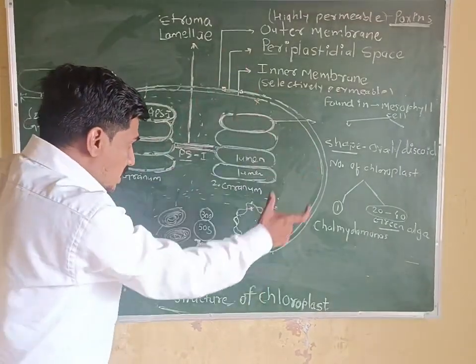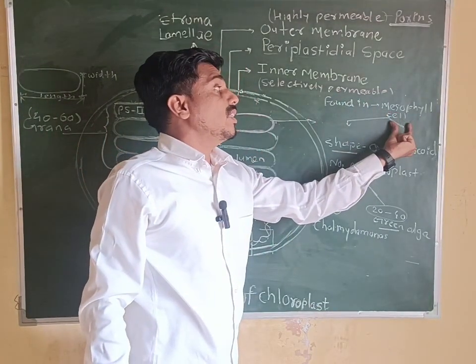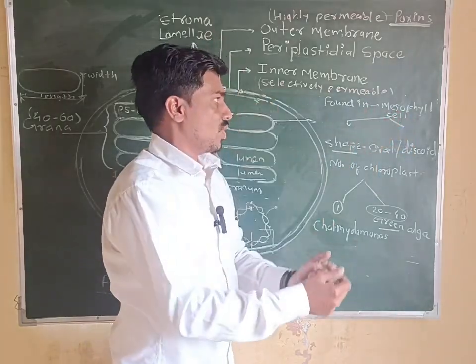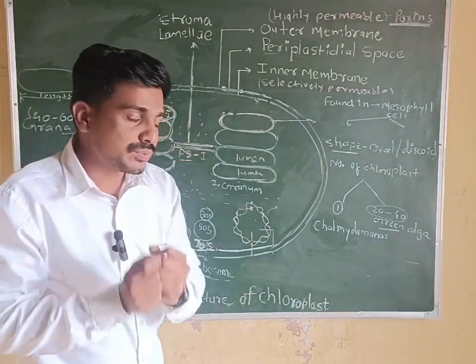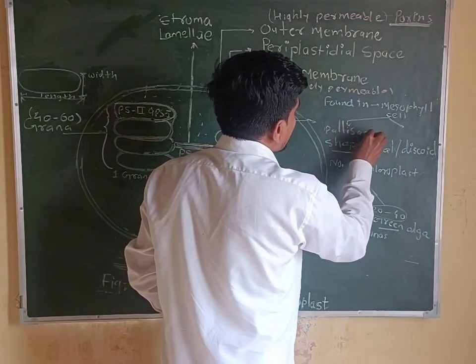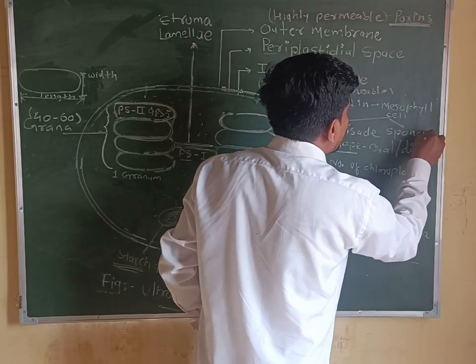Chloroplast is found in the mesophyll cell of a green plant, mostly the mesophyll cell present in the leaf. But there are two types of mesophyll cell. The first one is the palisade mesophyll cell and the second one is the spongy mesophyll cell.